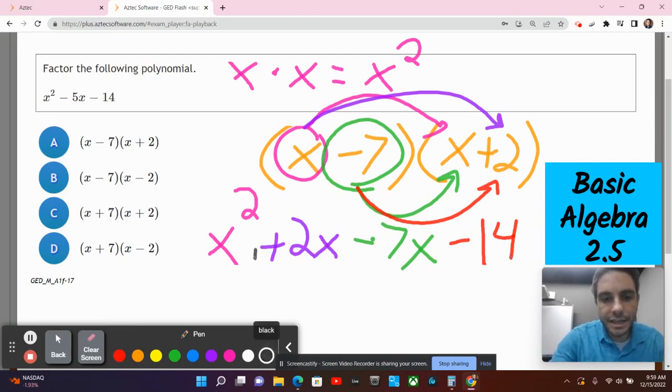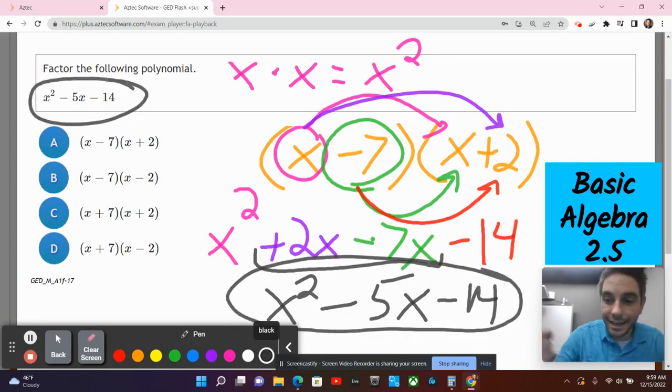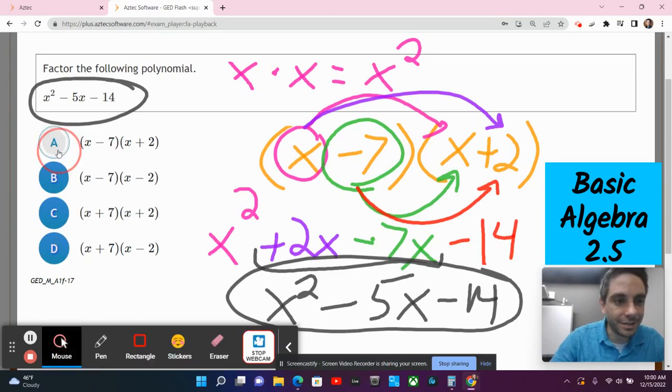And it just so happens that the two terms in the middle are perfect matches. One of them is a positive 2x, one of them is minus 7x, but they both have a single x and no visible exponent, meaning it's to the first power. 2 minus 7 is negative 5. So I put minus 5x, and then I bring down x squared and minus 14. It just so happens that that matches our answer. So A is the correct answer.